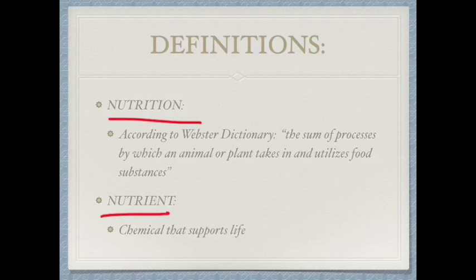When we talk about those food substances from Webster's dictionary, that's a nutrient. And a nutrient is a chemical that supports life. Whether it's milk production, growth, general health and well-being, those are critical. And we have certain nutrients that an animal requires to be able to promote healthy and productive lives.